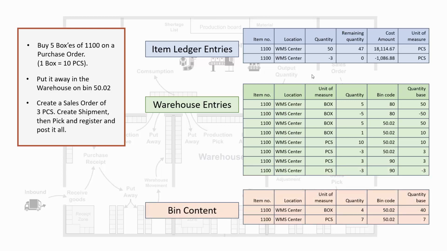If I'm looking at the bin content in this scenario, I can see it will be a sum-up of the warehouse entry. So from the item card, when you look at the bin content, it displays how many quantities you have in which unit of measure in your inventory. In my scenario here, I will end up with 4 boxes and 7 pieces.